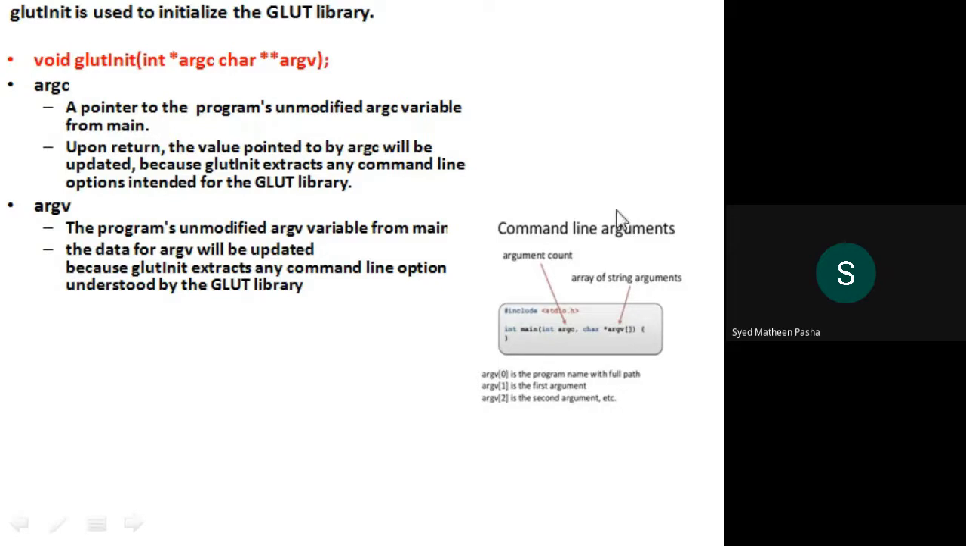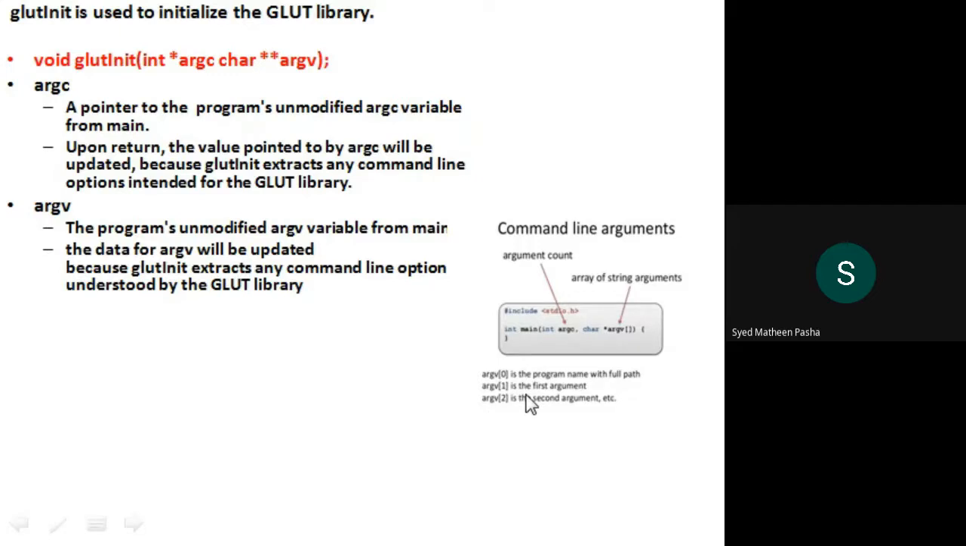So this is how the command line prompt looks in your program, which tells argc is an argument count, and argv is an array of argument strings, where argv of 0 gives the name with full path, argv of 1 gives the first argument, and so on with respect to different arrays you have passed.